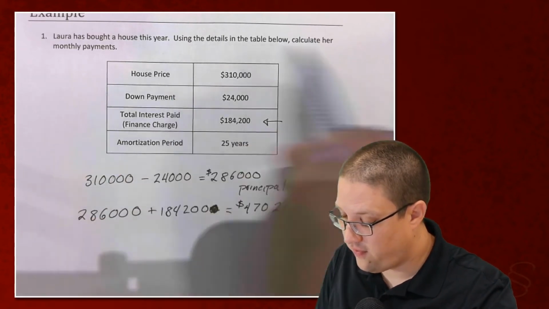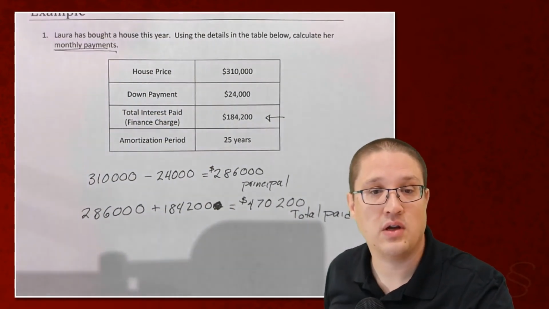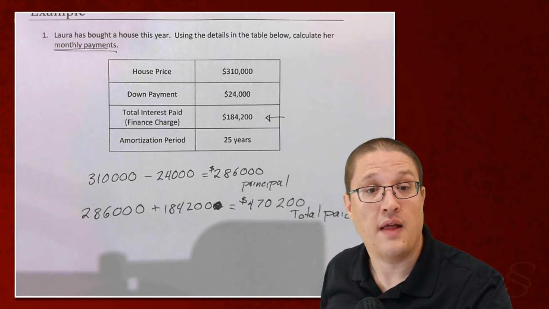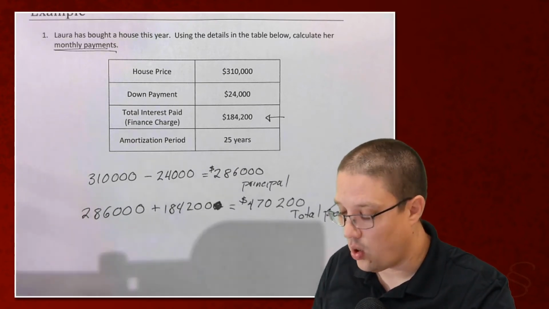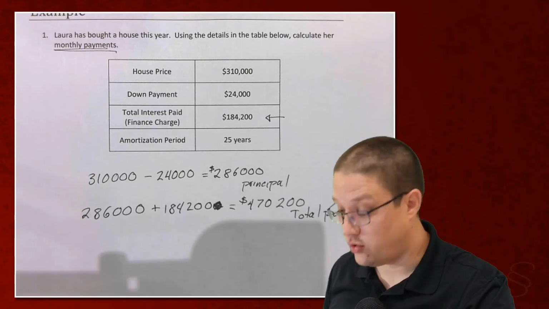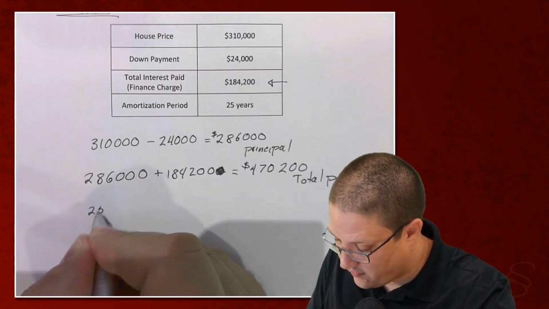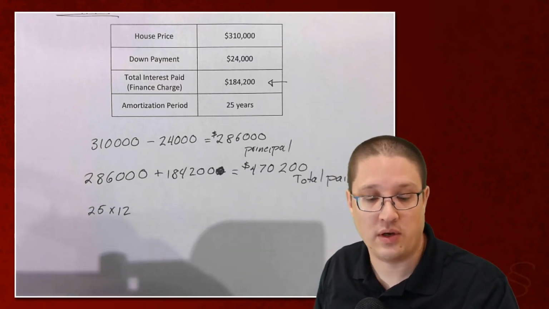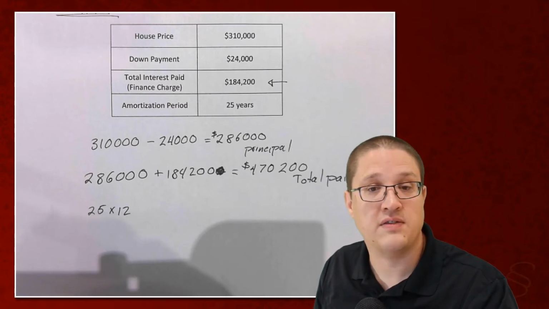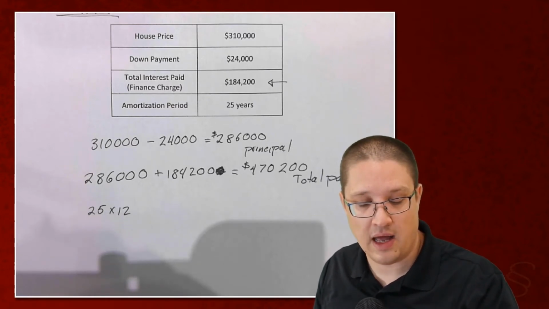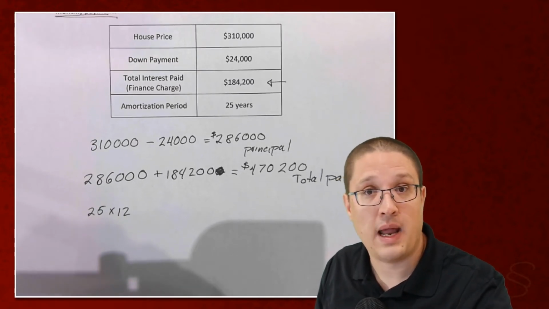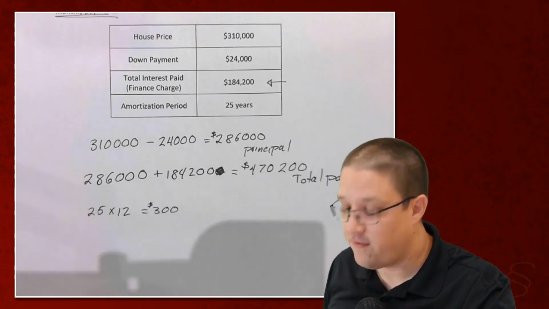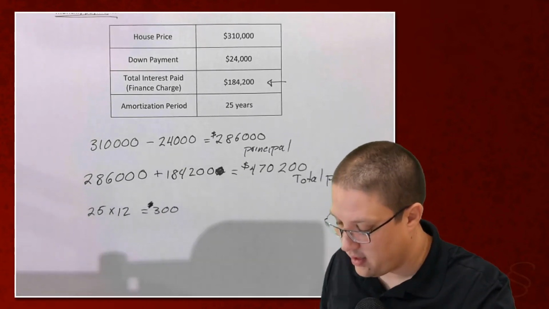However, I want to figure out the monthly payments. That's what the question is asking for. We have a total of $470,200, and that is going to be equally divided over 25 years. So I can say 25 times 12, and the reason that we're going to do that is we're going to use that to figure out how many times she paid that in total. So she paid 300 times in total for her mortgage. Oopsies, that's not a dollar amount.